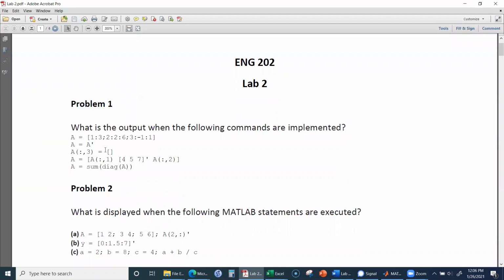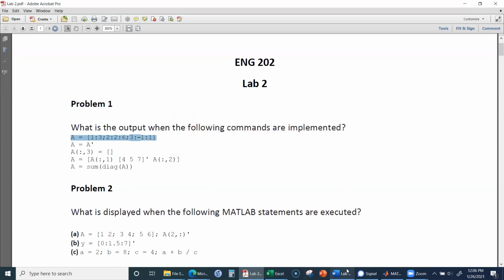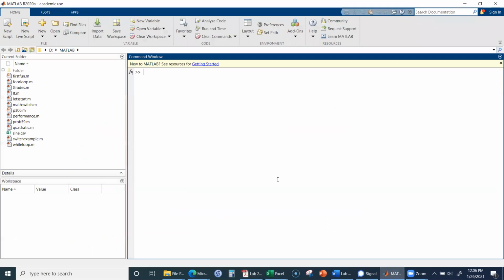Yes. Okay, so it is asking what is the output when the following commands are implemented. So for example, if I just copy and paste this command from here to MATLAB. So now can you see the MATLAB window? Yep. Okay, so what is going to happen?